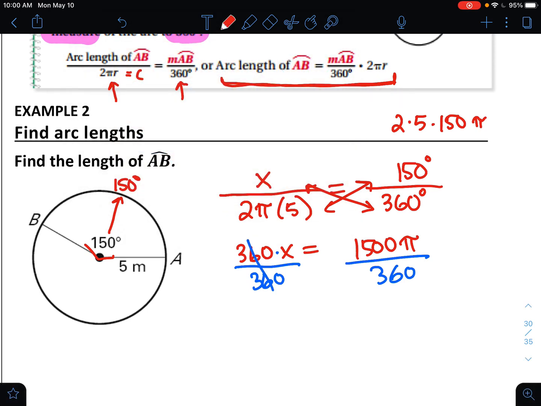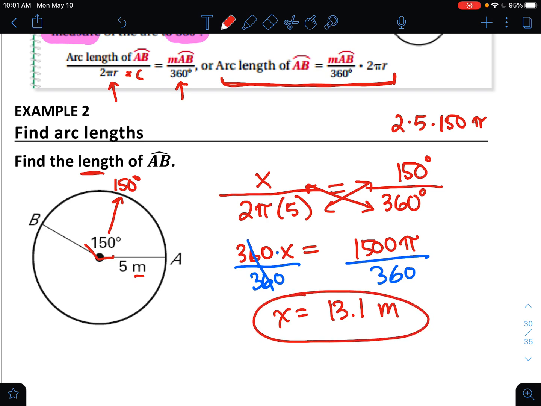So now, my calculator has 1500 in it. I'm going to hit times pi and hit equals, and then divide by 360. Then I'm going to round to the nearest tenth. So x is equal to 13.0899, so I'm going to call that 13.1. Now this is length, and I see a unit of meters, so I'm going to put meters on there as my unit.